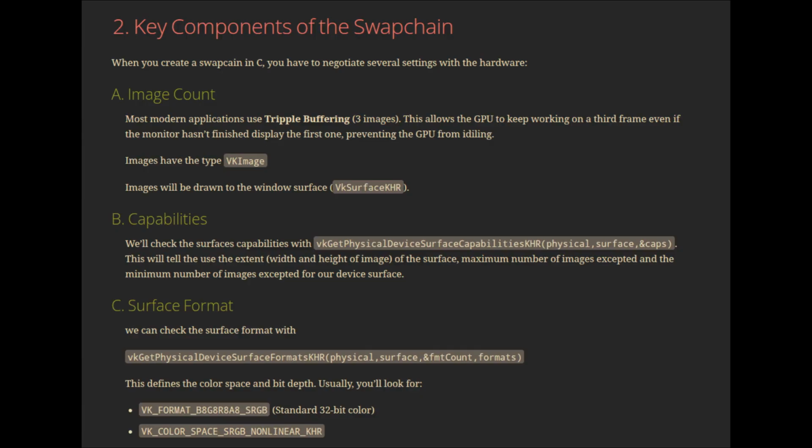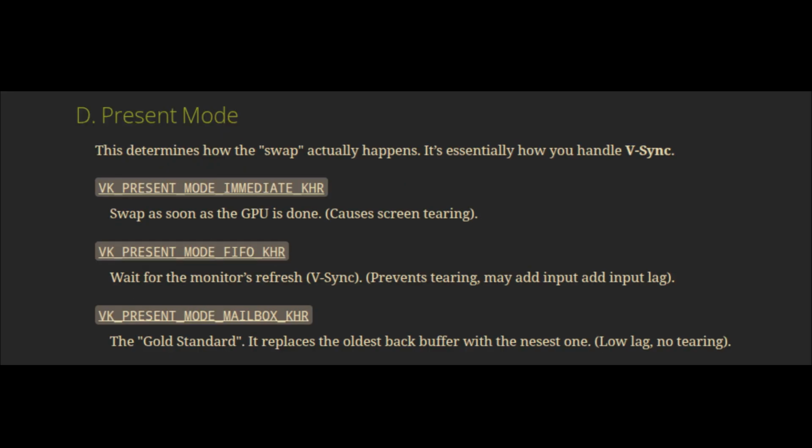This is like our color and whatnot, and our bit depth. So in our case, we're going to be using our 32-bit type colors, our RGBA, with R, G, B, and A all being 8 bits. And then we're going to have a color space of nonlinear. And we also have different types of presenting modes. This determines how the swap actually happens. And just if you wanted to know, here they are.